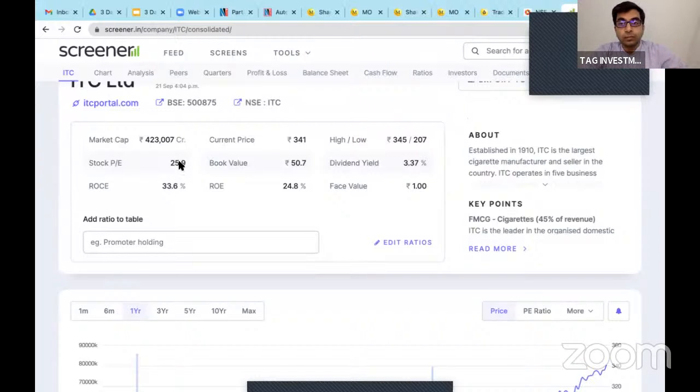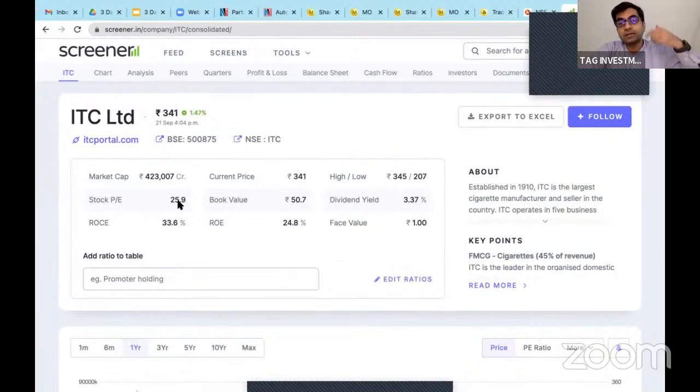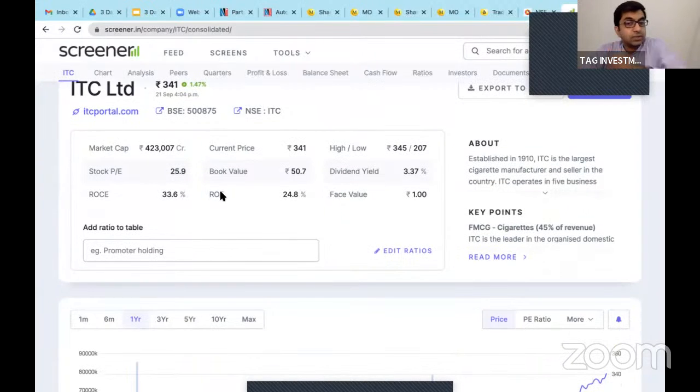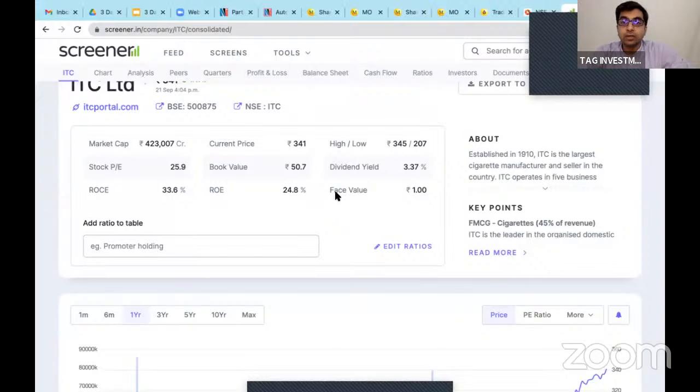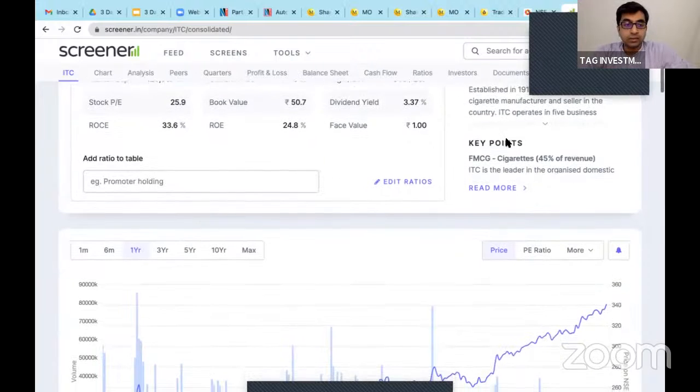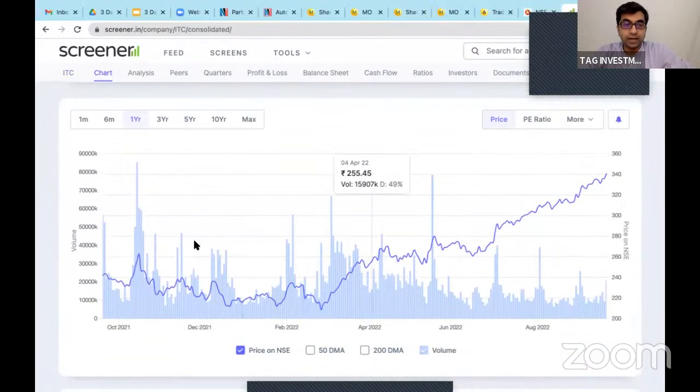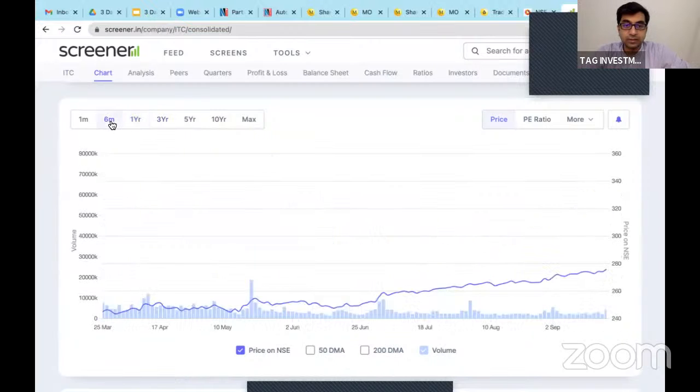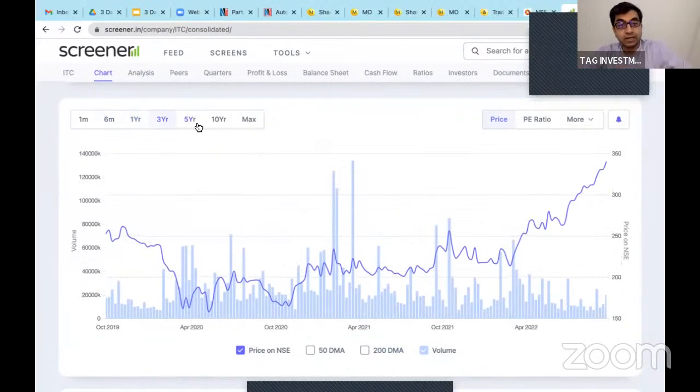So 25 rupees per 1 rupee is the price which the investor is ready to give when it comes to ITC. Obviously, the higher it is, the pricier the stock is, but it does not directly correlate to its performance. ROCE, ROE, return on capital employed, return on equity: this is 33.6 and 24.8%, and so on and so forth. You can read about the company here. You can read about the price movement in the last 1 year, 3 years, 5 years.